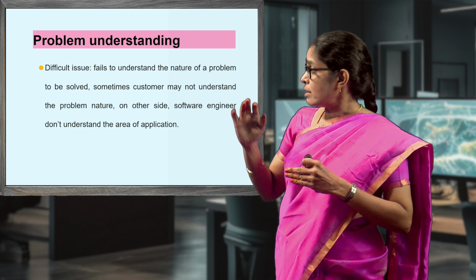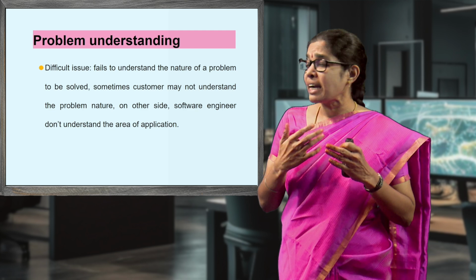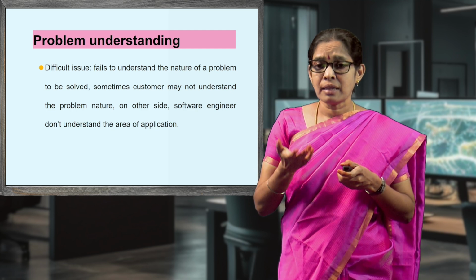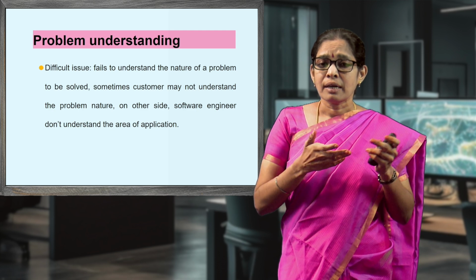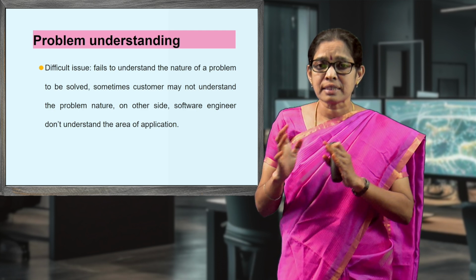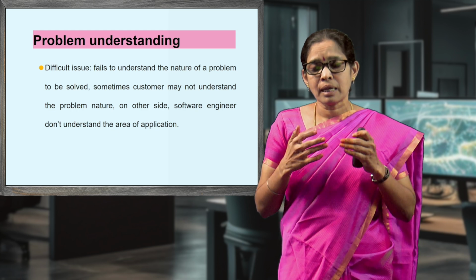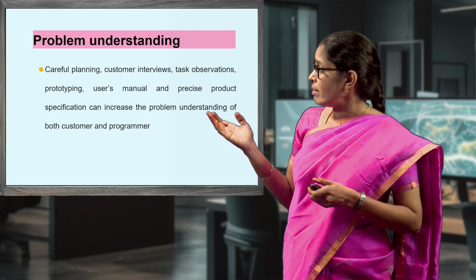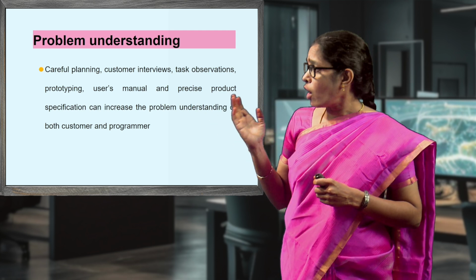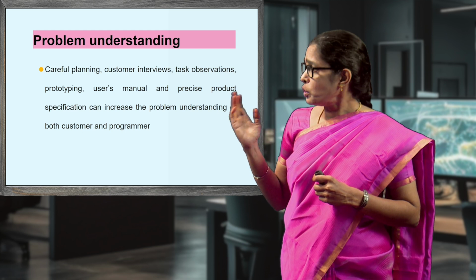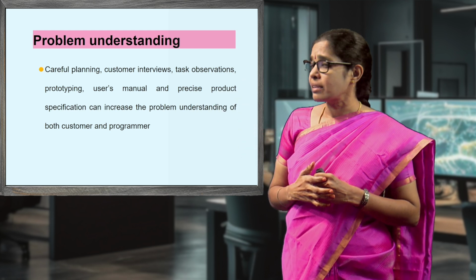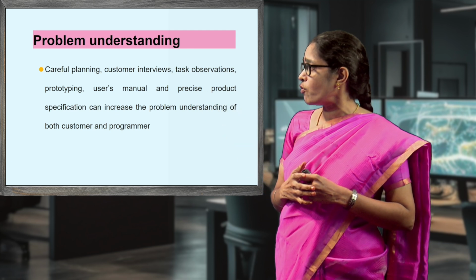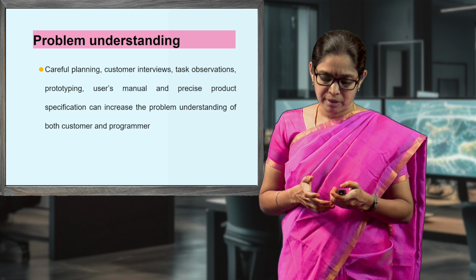On the other side, the software engineer also may not understand the area of application, because the engineers may not have sufficient knowledge about that particular application area, or they may not have interpersonal skills. Careful planning, customer interviews, task observations, prototyping, user manuals, and precise product specification can increase the problem understanding of both customer and programmer.